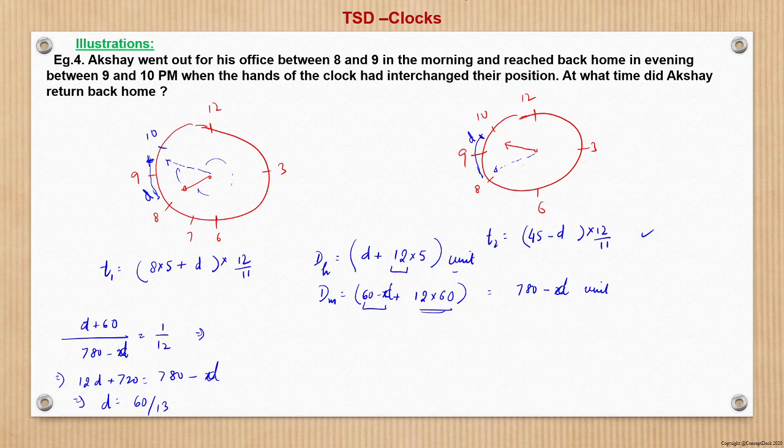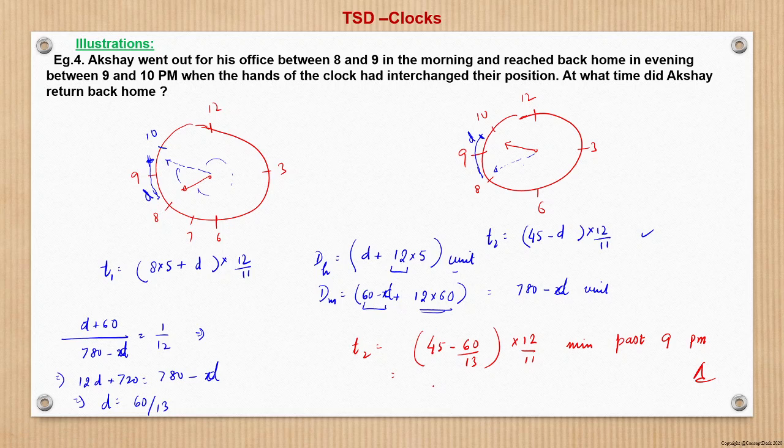This value of d we will substitute in t2. So t2 will become 45 minus 60 by 13, into 12 by 11 minutes past 9 p.m. This will be the answer. This we can further simplify, but that will not give much.